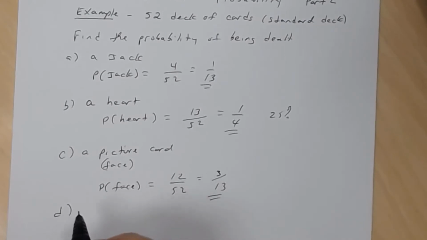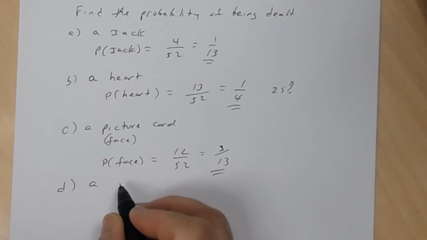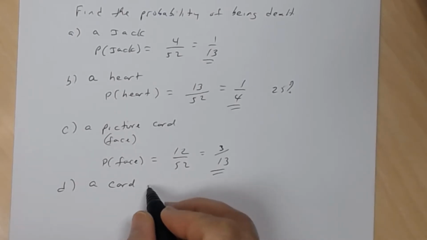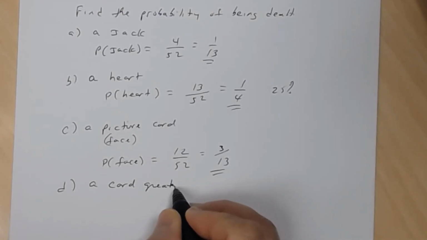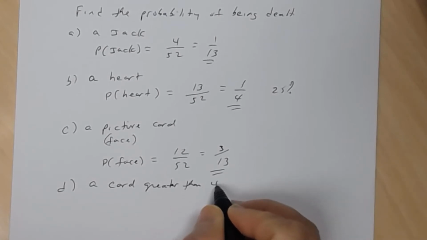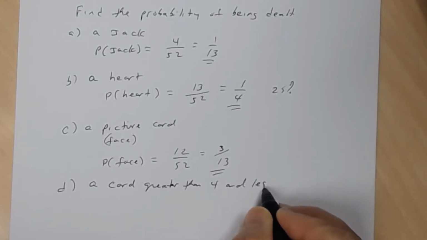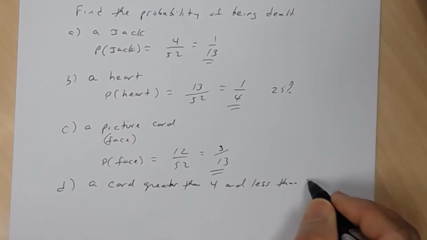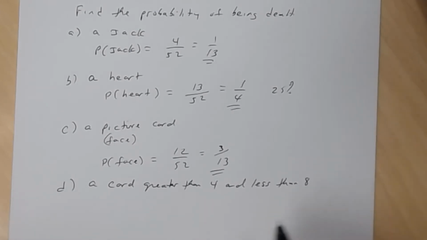Let's look at being dealt a card that's greater than 4 and less than, let's say, 8. So greater than 4 and less than 8. Now be careful: greater than 4 means 5 or bigger. It doesn't say greater than or equal to.